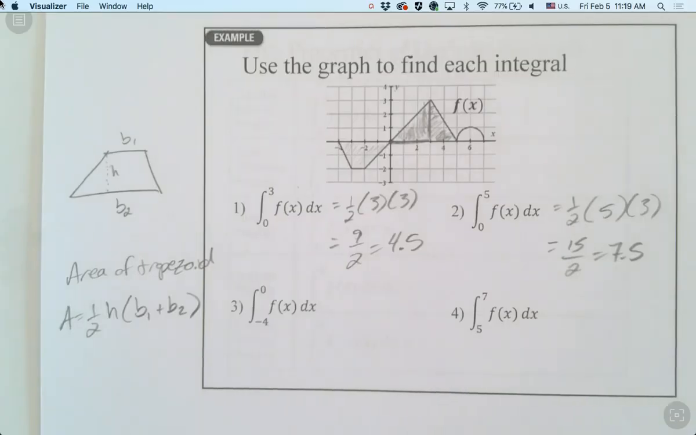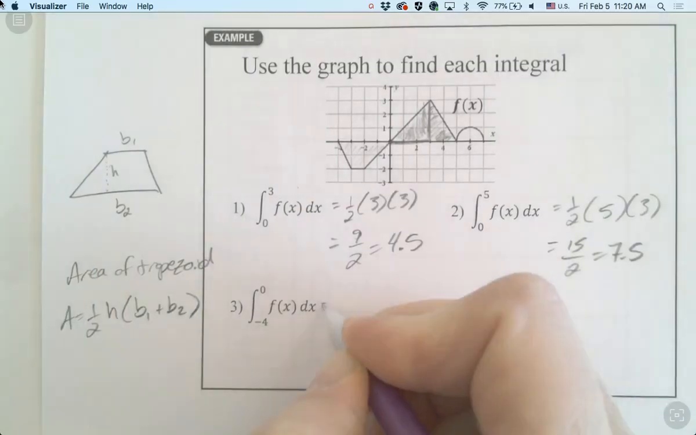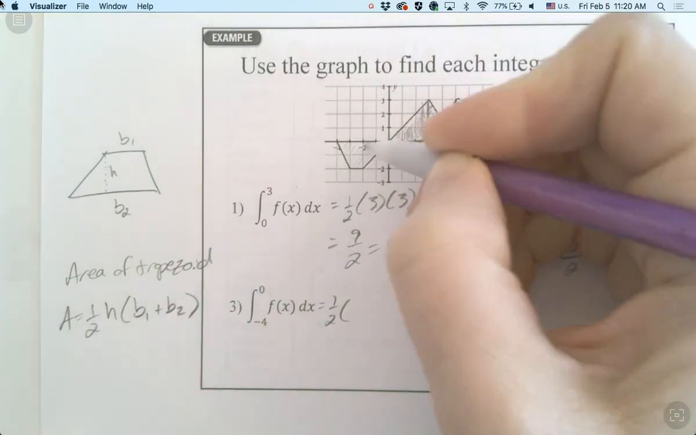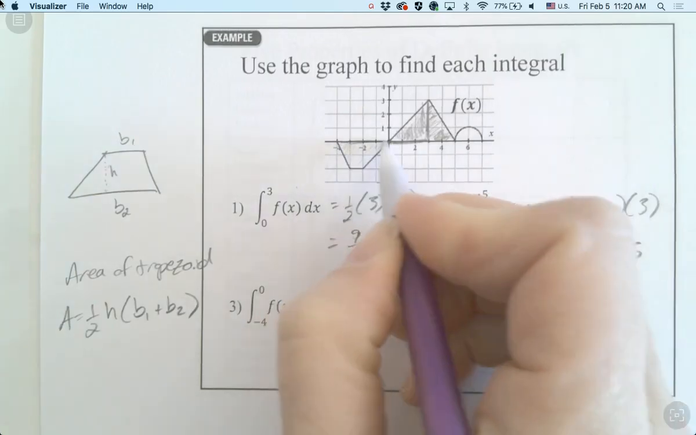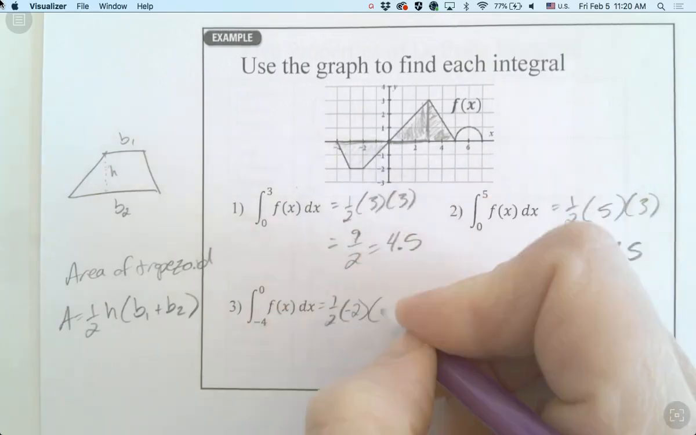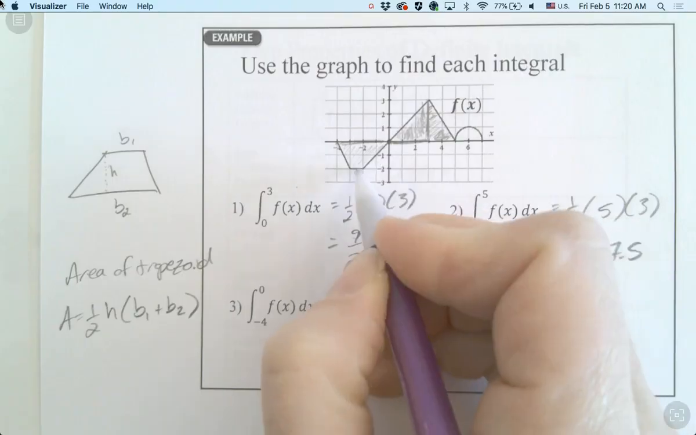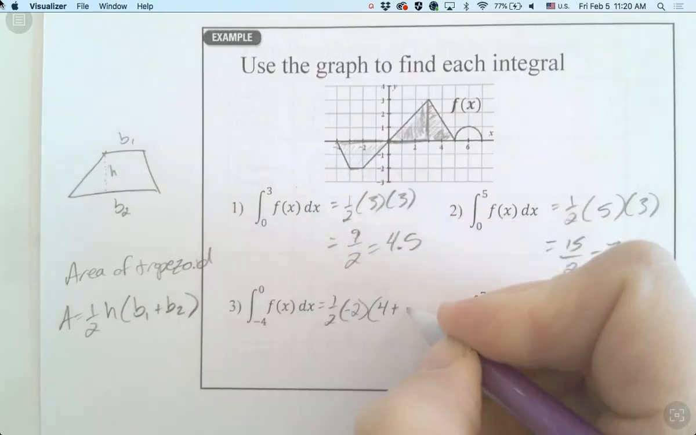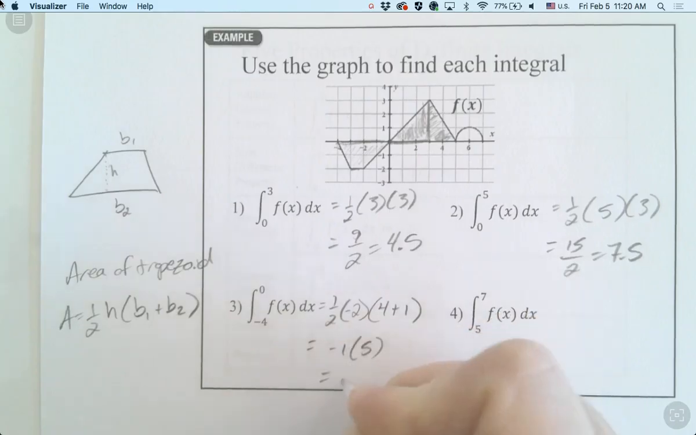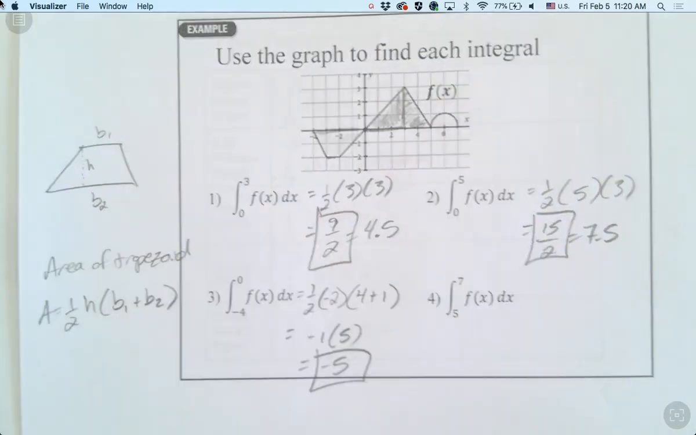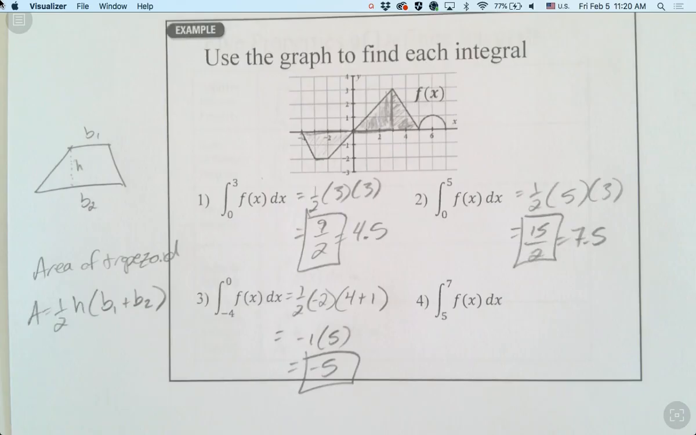So what do you have there for number 3? -5. So that would be 1/2. And like I said, the height, since we're going down, I'm going to call that a -2. And then one base can be this from the -4 over to the 0. So that's just a 4 plus. And the other base would just be this little line segment, which is just 1. So then that's -1 times 5 or -5. All right, what shape do we have on number 4?